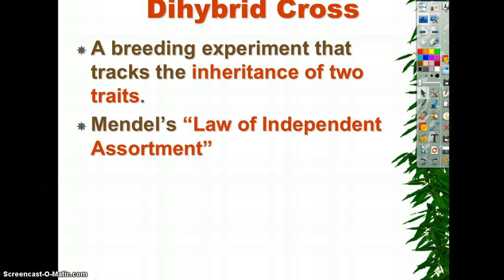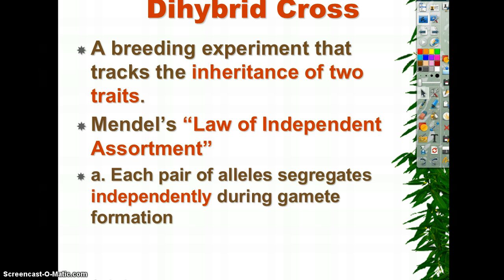From his experiment, he came up with the law of independent assortment, which means that each pair of alleles segregates independently during gamete formation. So big T, little t, crossed with big T, little t, the big T and the little t are going to separate on their own. They won't affect each other, and they're not going to affect any other genes. So the genes for height do not have any influence on the genes for color, or your genes for hair color do not have any influence on your genes for eye color.